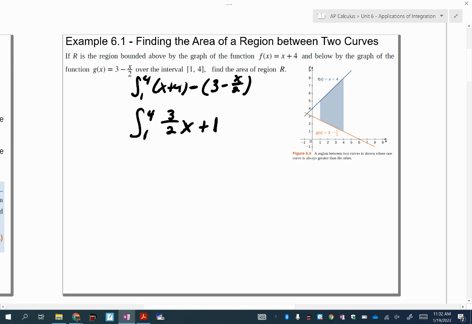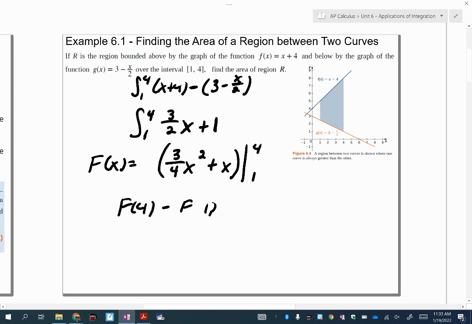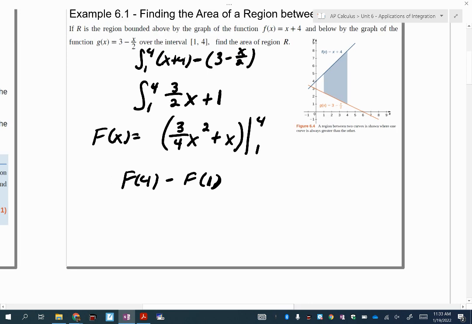Now, we've done this before. This is integration, so you're finding the antiderivative. The antiderivative starts with x squared, so I need to put something in front that when I multiply it by 2, I get 3/2. I know that's 3/4. I'll show you in class how you can always set up a basic algebraic equation to find that if you don't know. Then it's plus x. I'm going to evaluate this at 4 and 1, so f of 4 minus f of 1. Whatever I get there will be the area between these 2 curves.